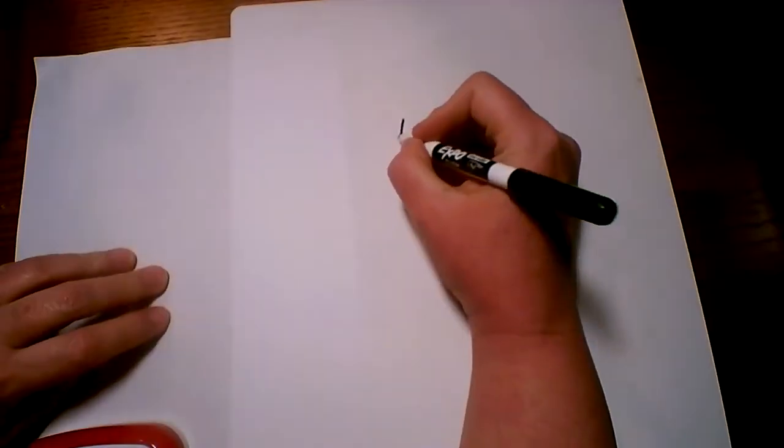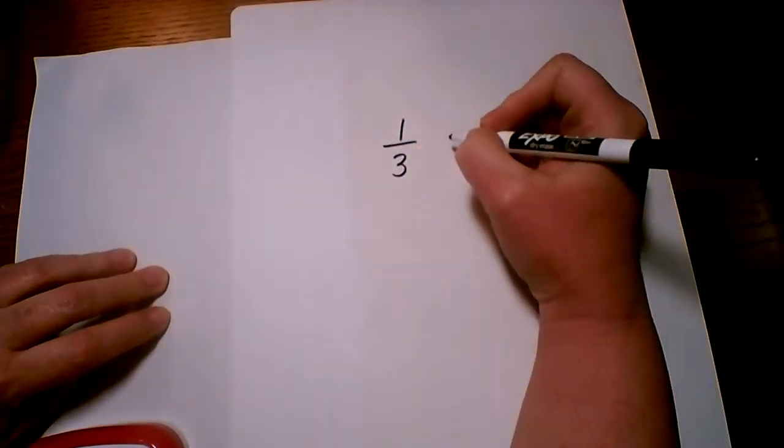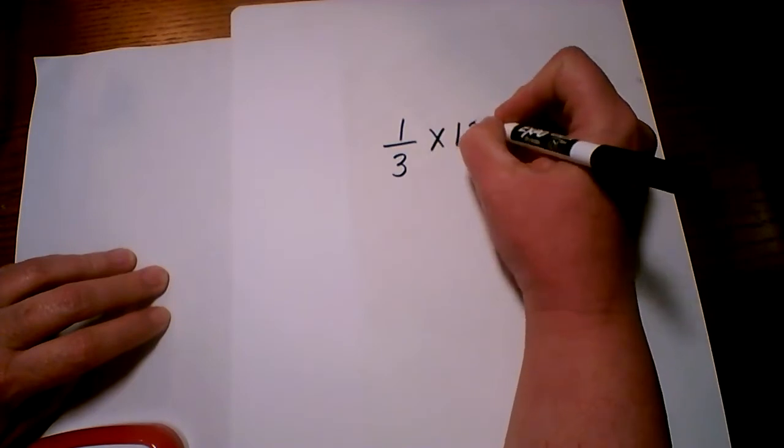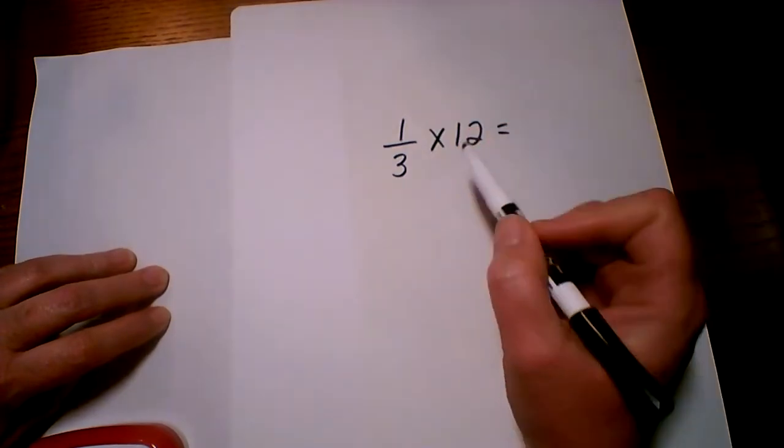In lesson 97, we will be multiplying fractions and whole numbers. After the oral warm-up questions, I want you to write out 1/3 times 12. Let's take a look at what we can do with this equation. Okay, so if we have the equation 1/3 times 12, what does that mean?